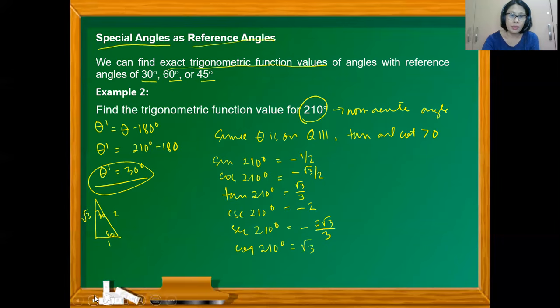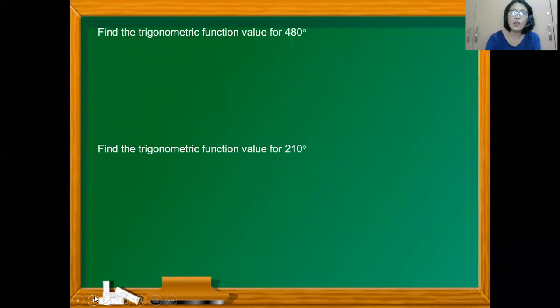Okay. So find the trigonometric function value for 480. 480 exceeds one rotation. So we have to work on its coterminal angle first. So we have to subtract 360 from 480, and 480 less 360 equals 120.